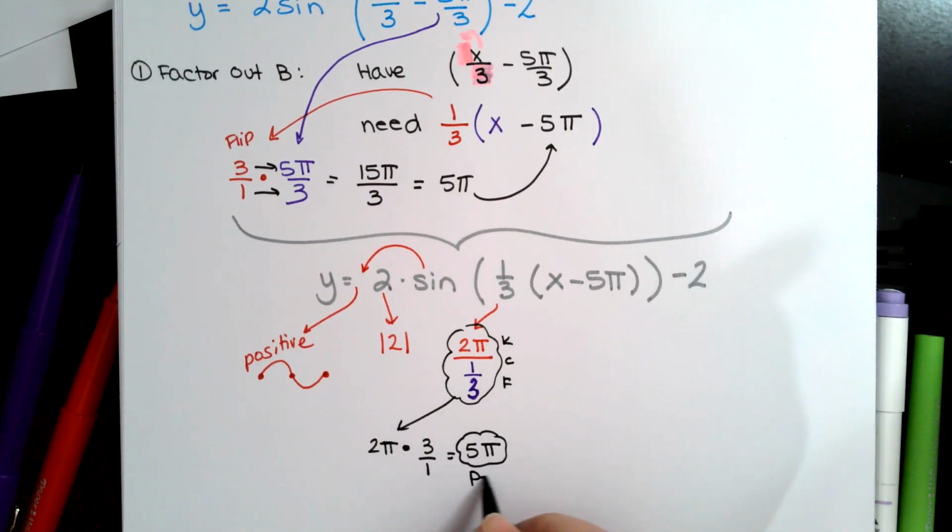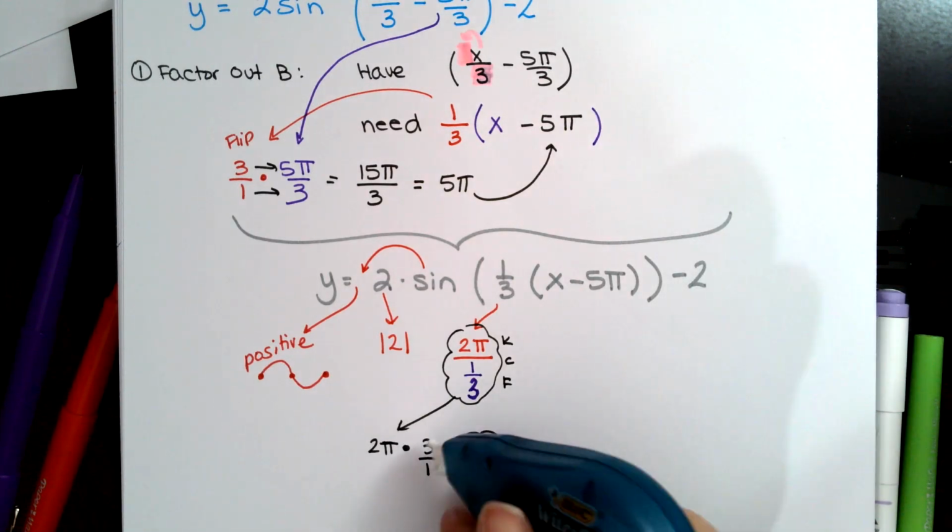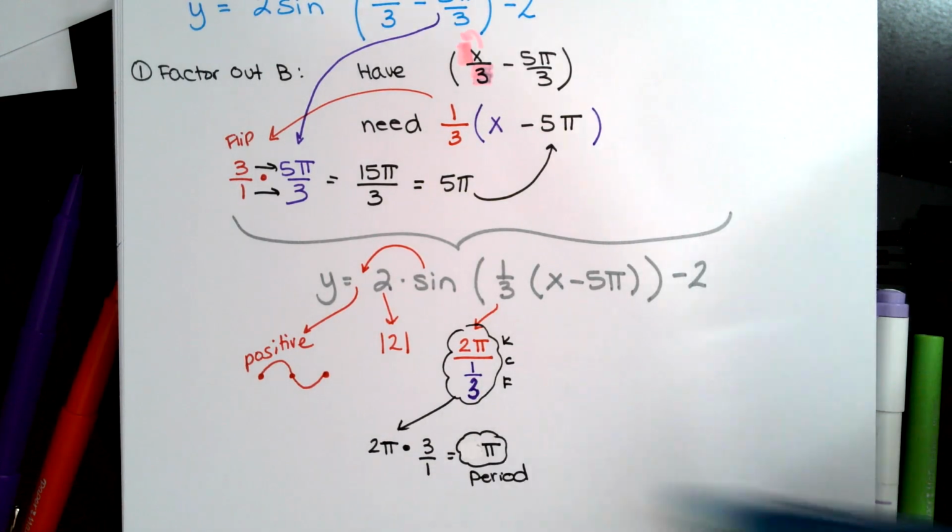Okay, this is going to be your period. Oh, just kidding. I can absolutely do math. 3 times 2 is 6. We're not adding, we're multiplying. This should be 6.